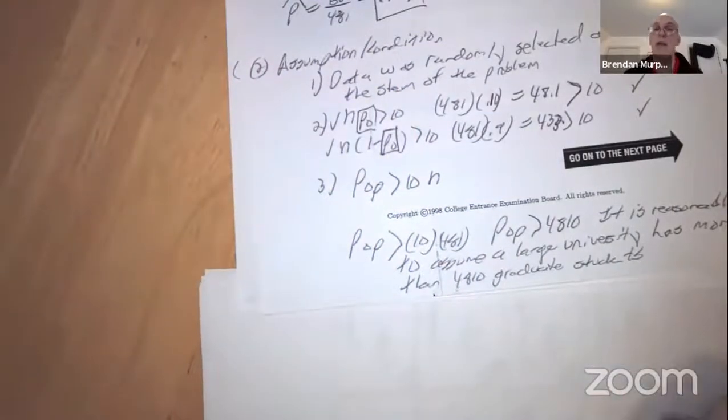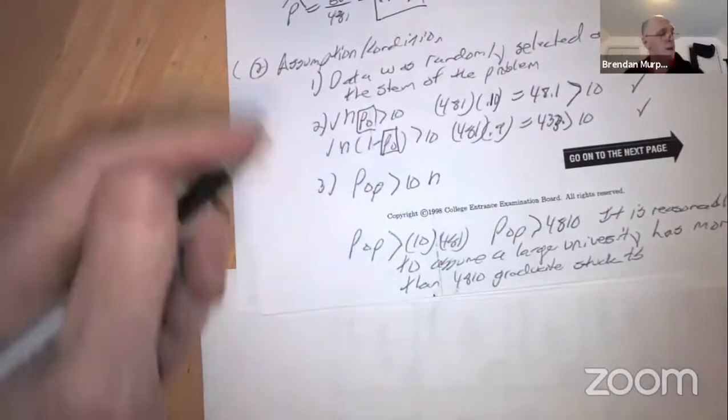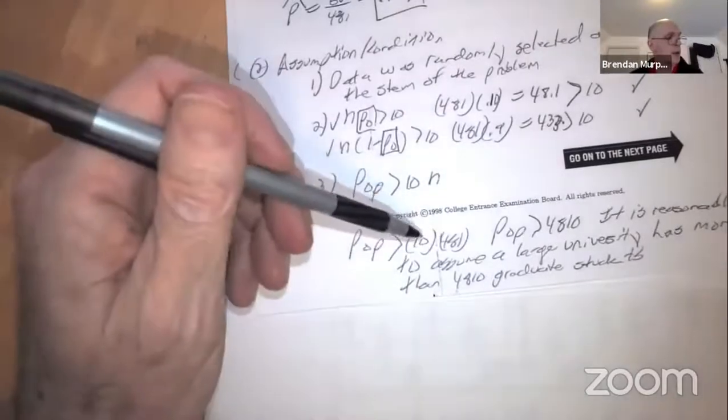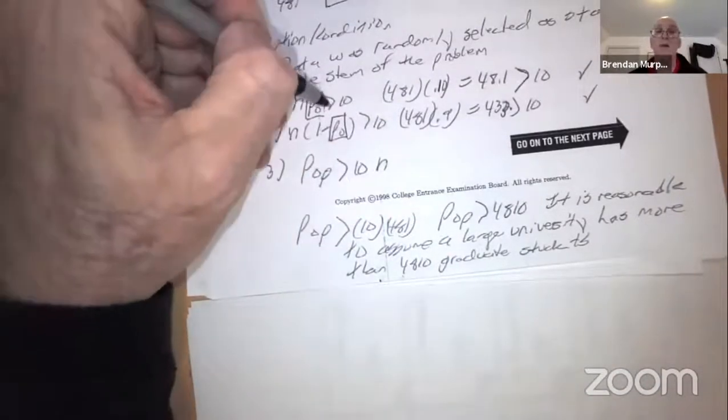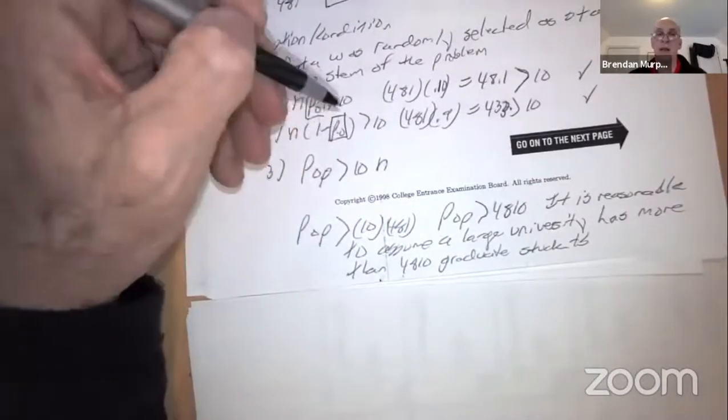Again, we want to see you plug in some numbers. We want you to do some math. So I said the population, is it greater than 10 times 481? Is the population greater than 4,810? Again, I have no way of confirming this. This feels like it's an assumption, whereas it felt like that was a condition that I could mathematically check.